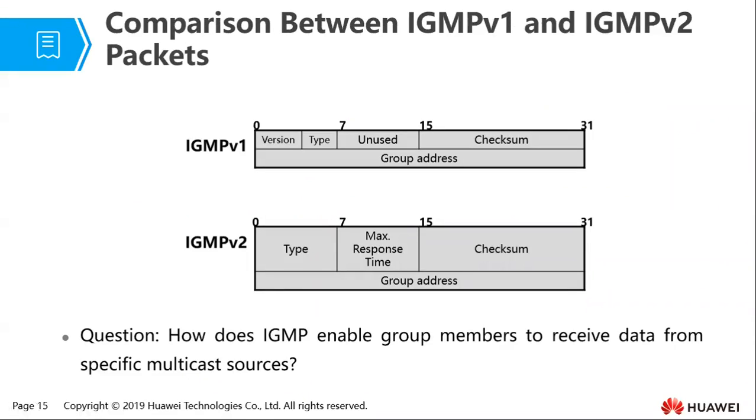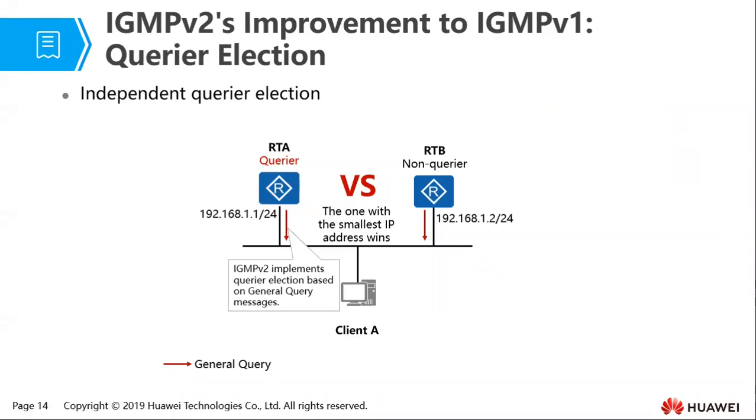Okay. Now, I need to mention something else. What if the querier goes down? What happens? Does it mean that this network segment can no longer receive multicast packets? No.